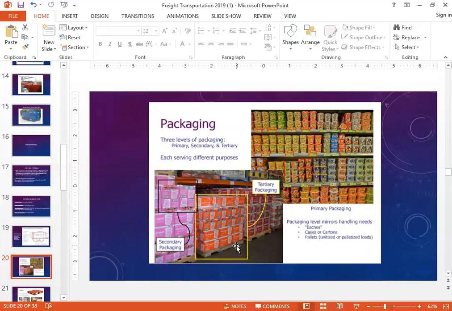So there's primary, secondary, and tertiary packaging. These are 3 levels of packaging, and each has a different purpose. For example, if you want to ship something from one country to another, probably you're going to use tertiary packaging. If you want to place something in a store so that people can pick it up easily, you're probably going to use primary packaging. Something else that I do want to mention, each of these small boxes in primary packaging is also called eaches.